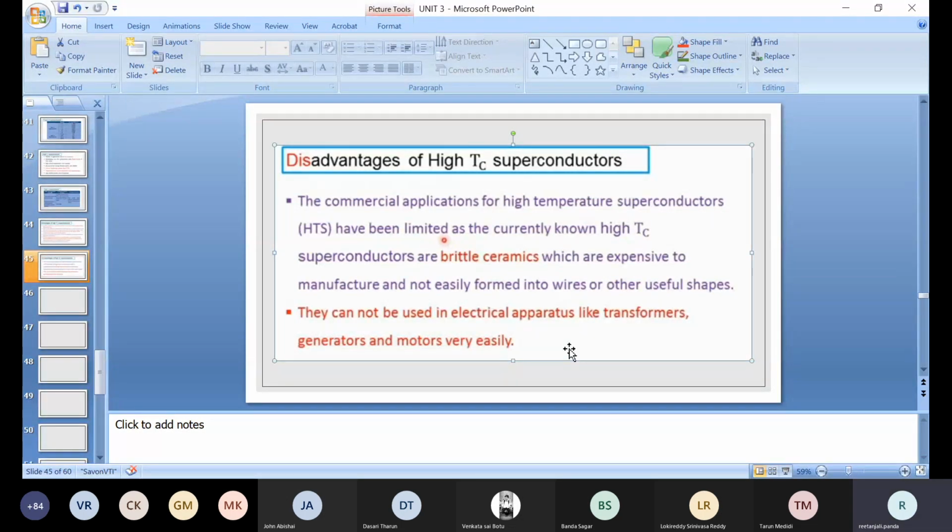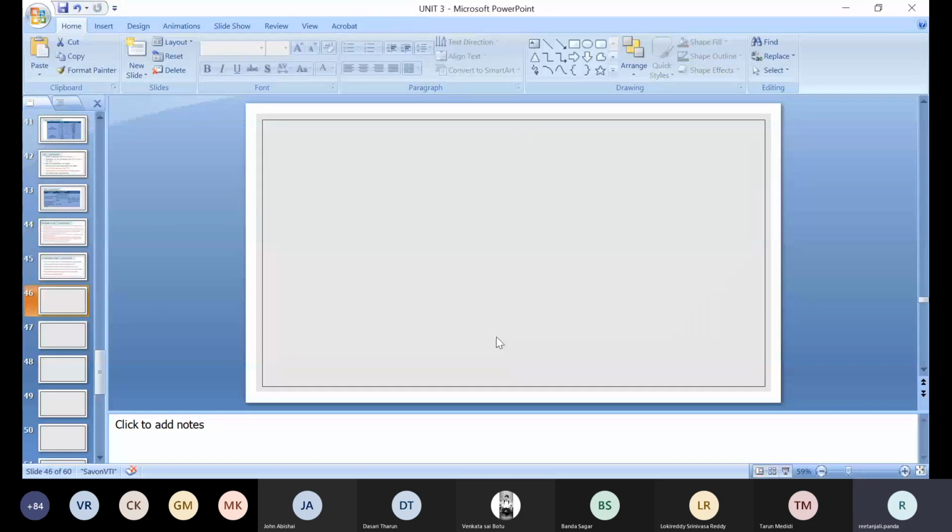Okay, I will take 5 minutes more for this class. We will finish it up with the application of the material. The application of superconductors is going to take 5 or 7 minutes. We will finish it up and then we will end the class. Okay. Now you see the application.